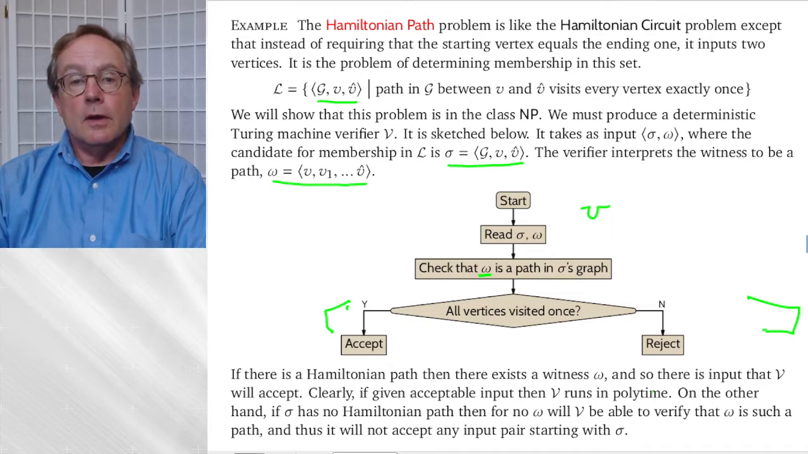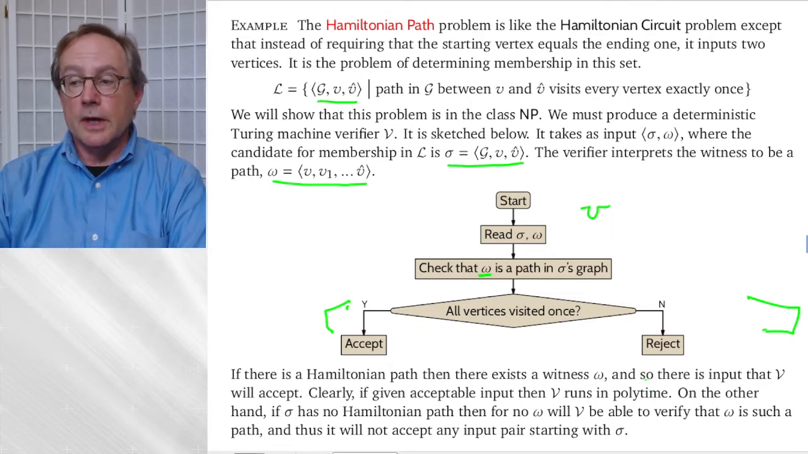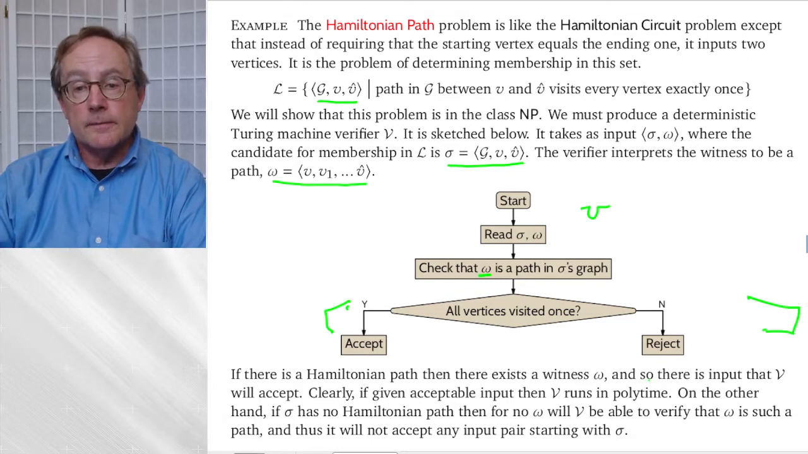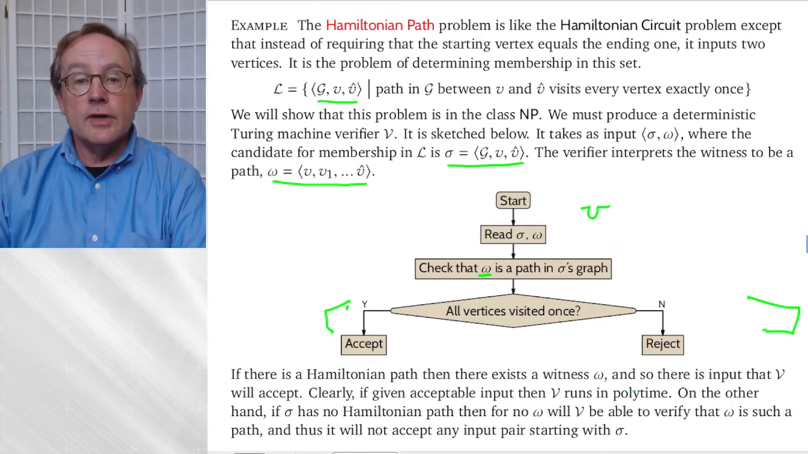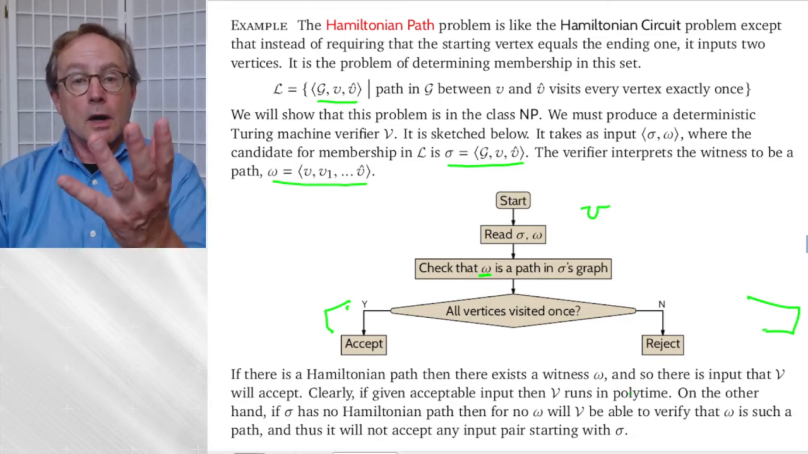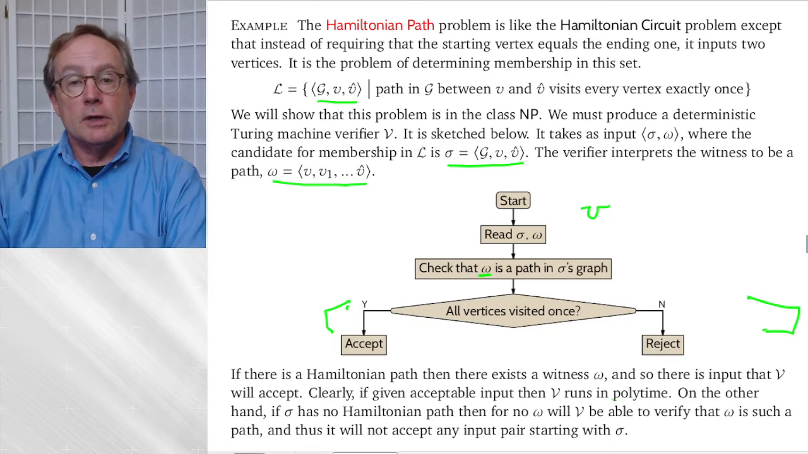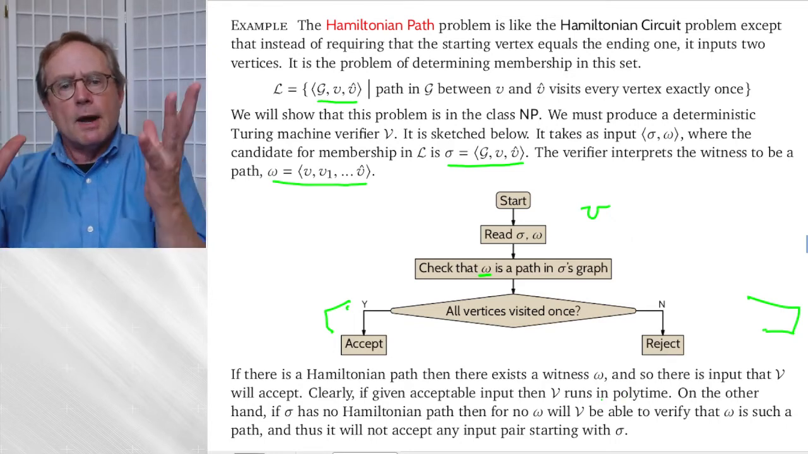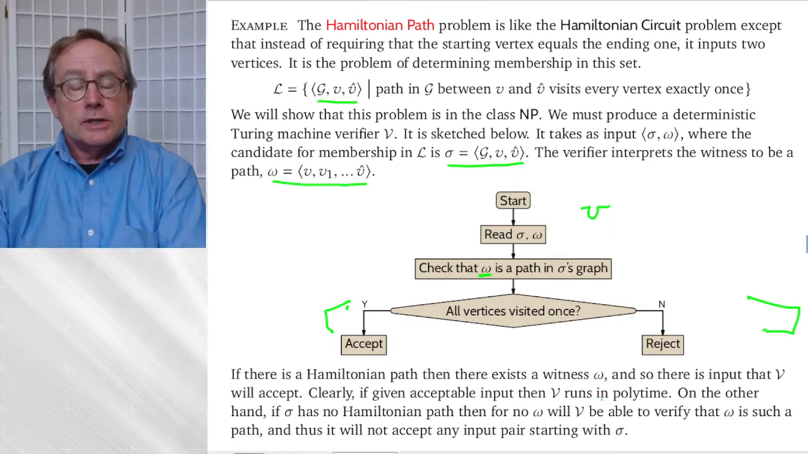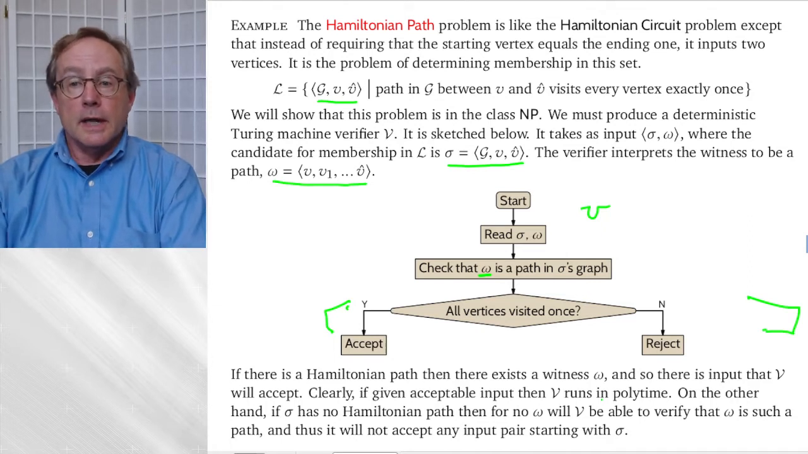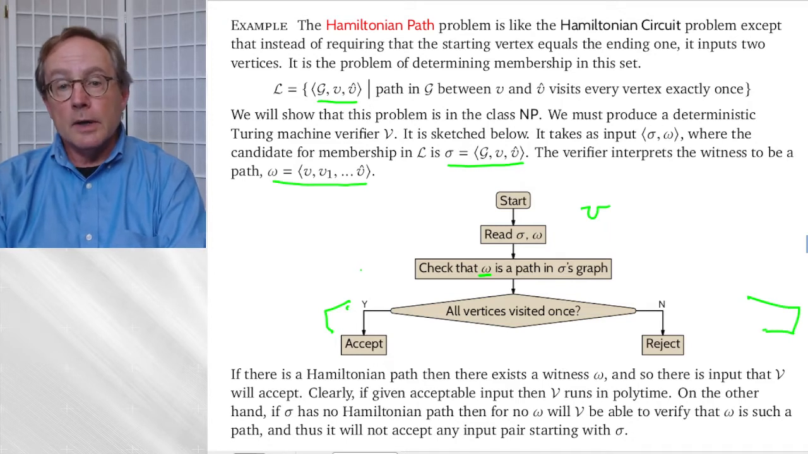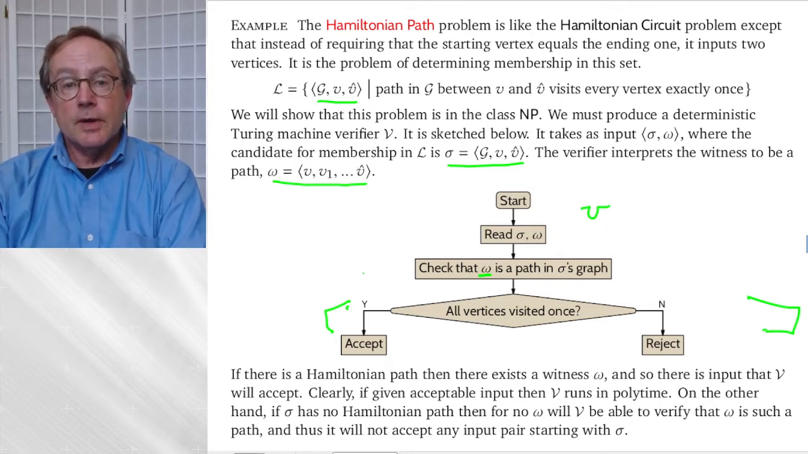So this is the algorithm, this is the Turing machine, this is the verifier V, clearly deterministic. And we want to check the two possibilities. First, if there is a Hamiltonian path, then there is such an omega. I could give you the Hamiltonian path, and you might say to me, well, where'd you get it from? Well, you know, I have superpowers. I gave you the Hamiltonian path. You can check it quickly. So if there is a Hamiltonian path in capital G, if sigma is indeed an element of capital L, then we're good. V accepts. There is such an omega.